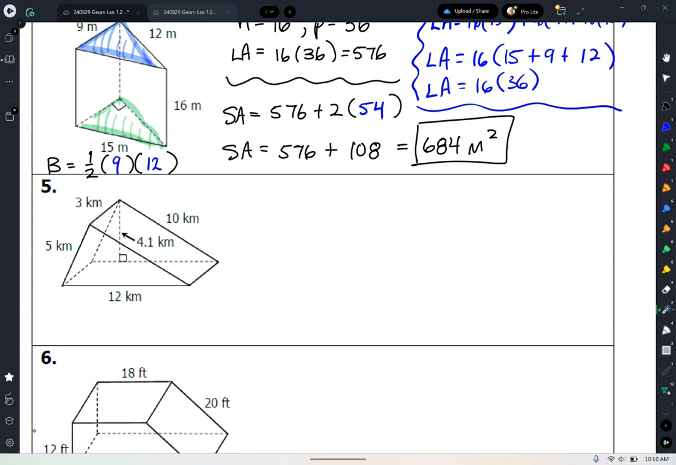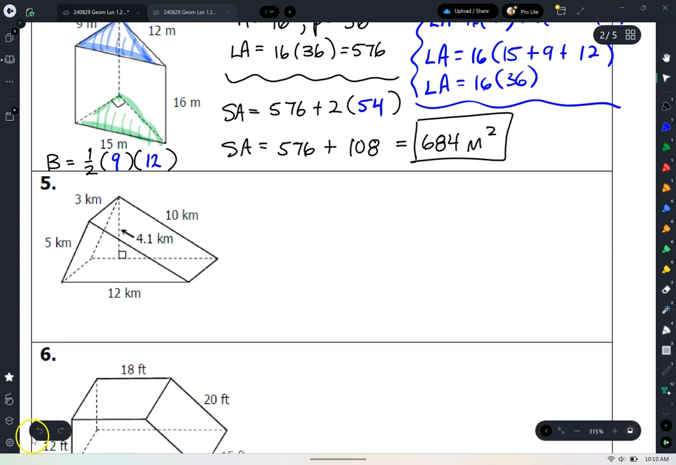Highlight your bases too. Start by highlighting your bases. We're doing surface area of a triangular prism. Highlight your bases first. I'll give you some steps along the way just to kind of check in with you. So start by highlighting your bases.